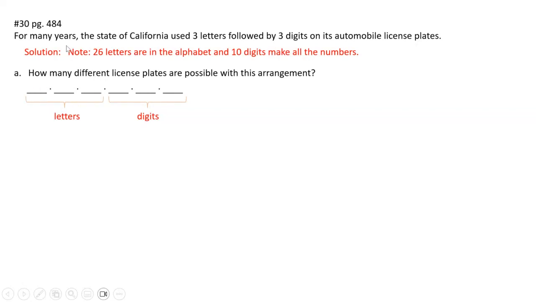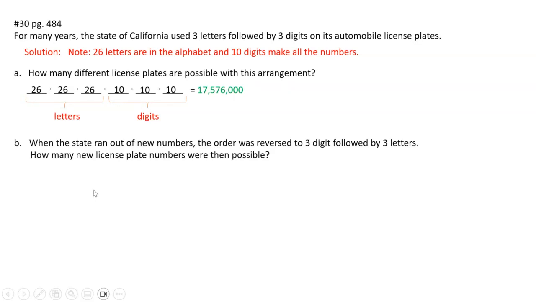So let's go here, right? So here, guys, there's also no restriction, right? So it's going to be 26 times 26 times 26 times 10 times 10 times 10. You multiply them out. So we're going to get 17,576,000 different ways, different arrangements with this type of question here. Now let's do part B.